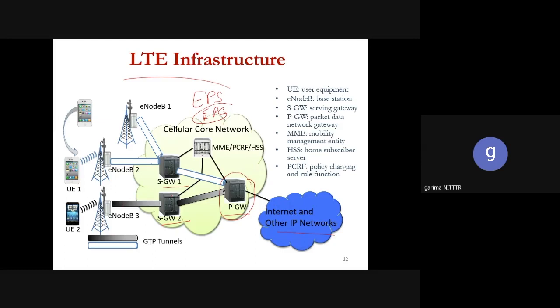Now these serving gateways and packet gateways are connected to one unit which is called mobility management entity, home subscriber server, and policy charging and rule function. Previously in 2G or 3G, we had VLR, HLR, EIR, and EAUC. So these are four different entities, four different elements.